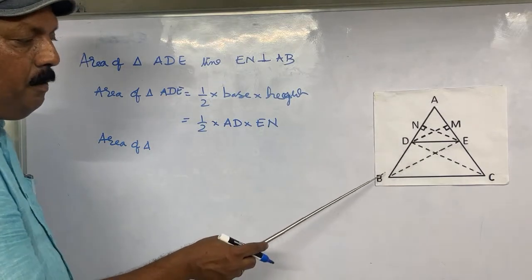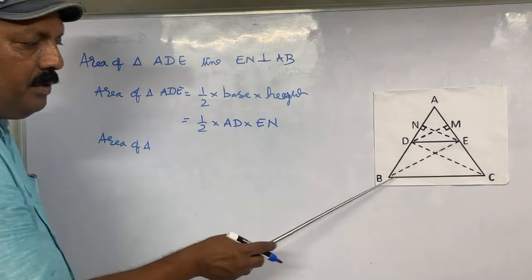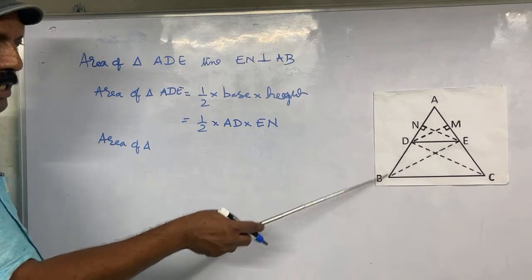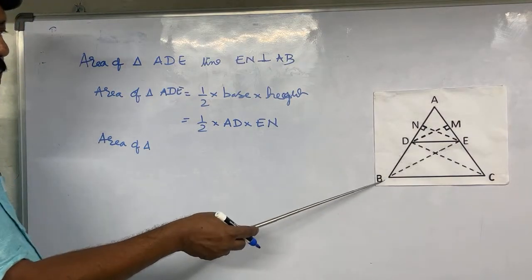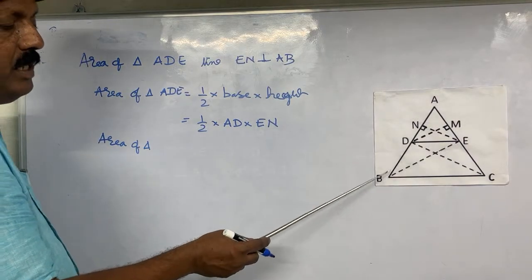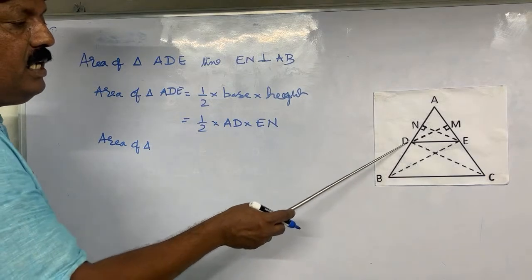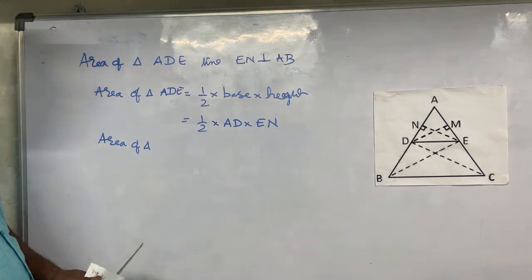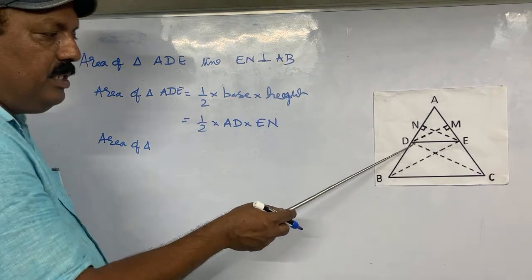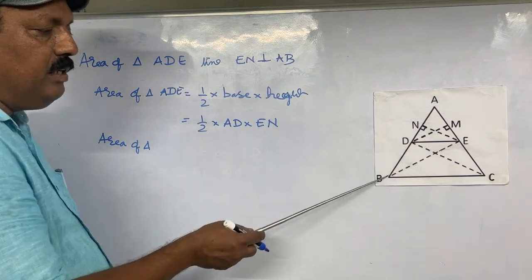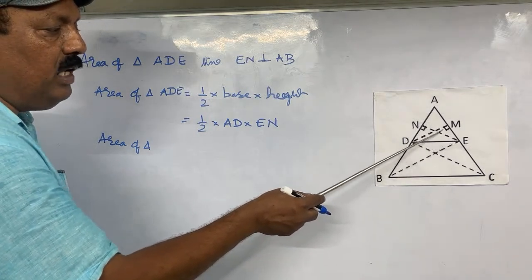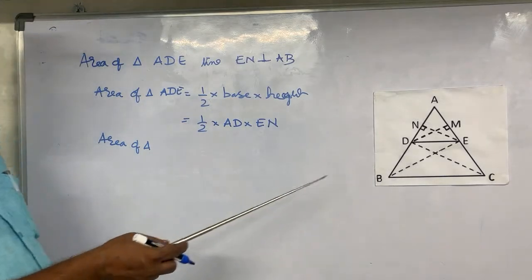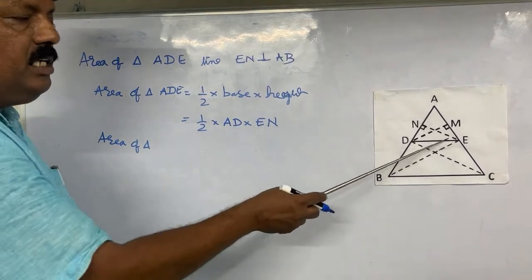Now another triangle is BDE. In this triangle, the base is DB. DB is the base of the triangle named BDE. And where is the height, you will be confused? For this triangle, the height is EN only. EN is the height for the triangle BDE also. You may be confused that BDE is here and EN is here.